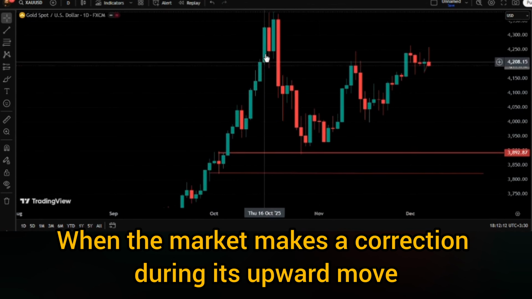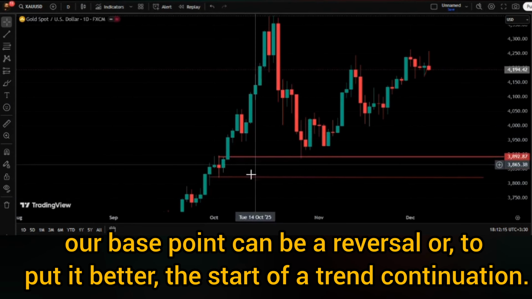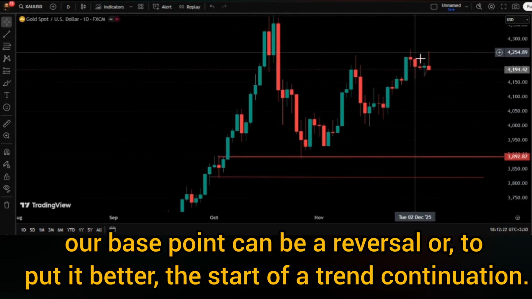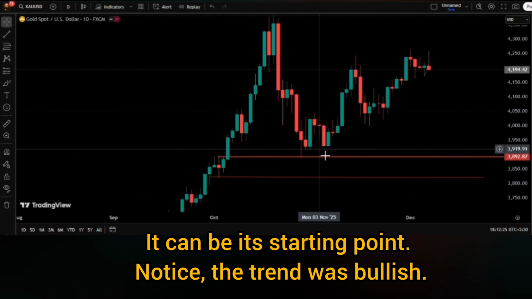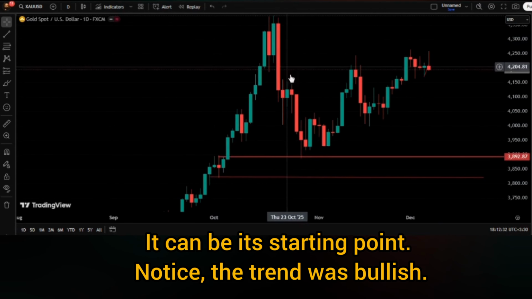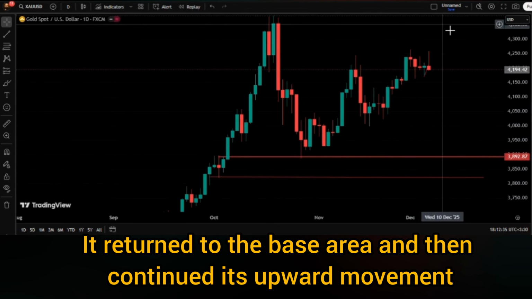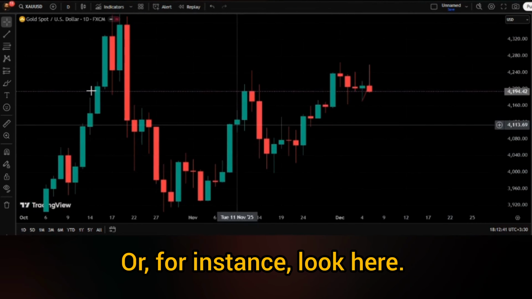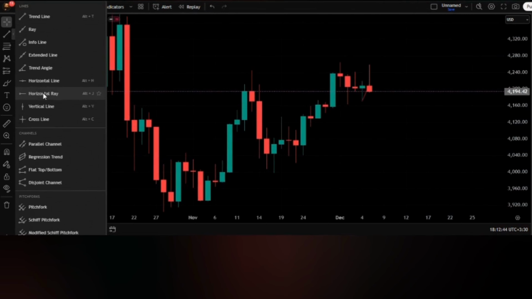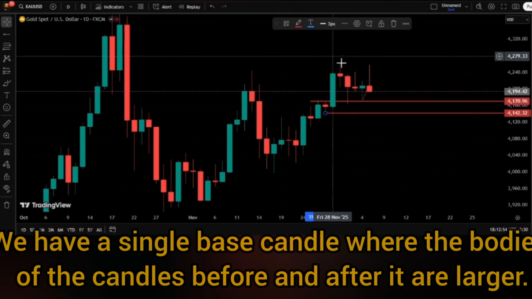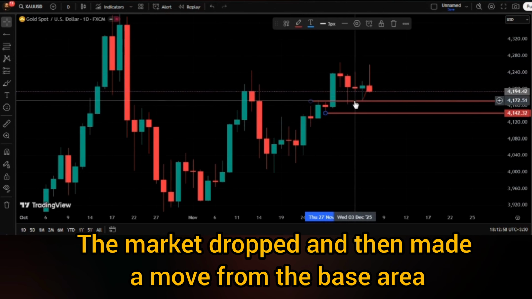The body is smaller than the bodies of the candles before and after it. When the market makes a correction during its upward move, our base point can be a reversal, or to put it better, the start of a trend continuation. It can be its starting point. Notice, the trend was bullish, it returned to the base area and then continued its upward movement. Or, for instance, look here. We have a single base candle where the bodies of the candles before and after it are larger. The market dropped and then made a move from the base area.